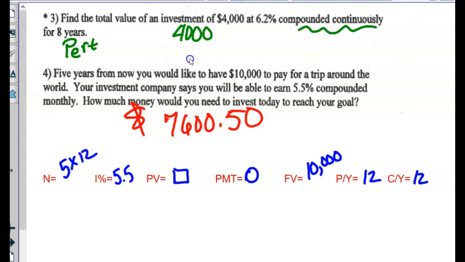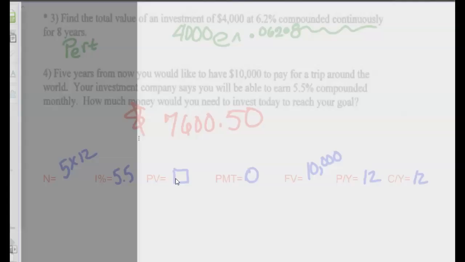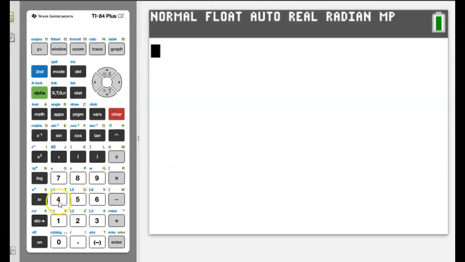P e to the r t, PERT. Remember that one? If you don't have your sheet out, take it out. e to the r, r is the rate, and you do have to move the decimal over because we're not using the app, times t, which was 8 years. So that's a big old multiply by 8. I don't have this on yet. $4,000 second ln to get e to the 0.062 times 8. Did I remember that right, guys?